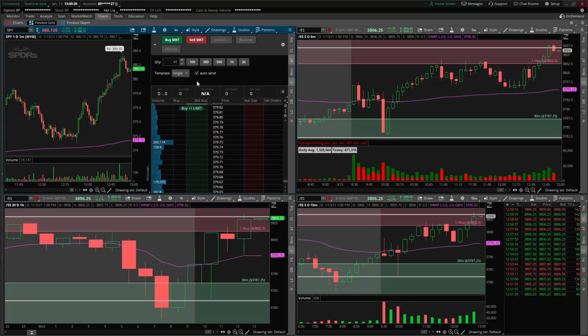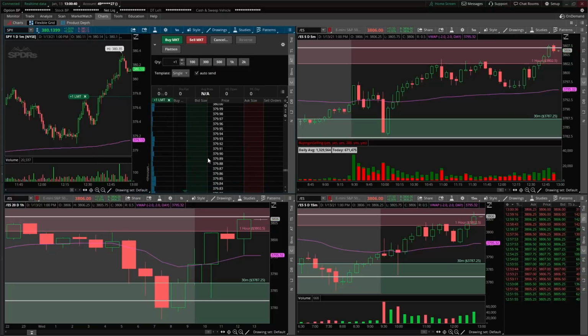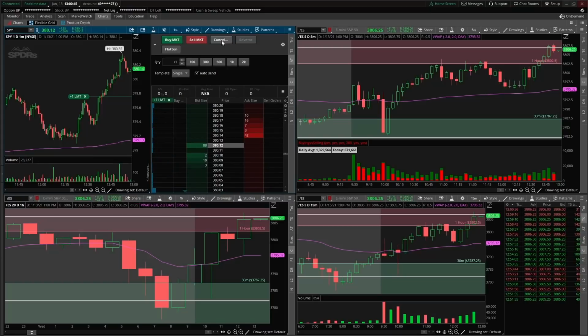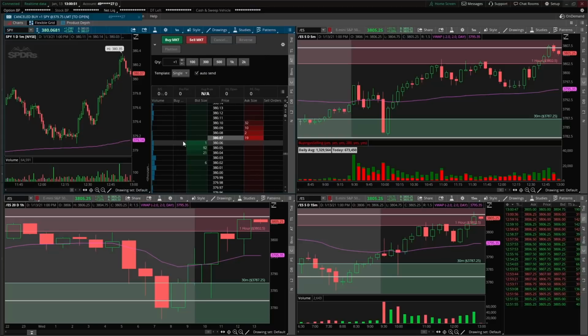379.75. All I have to do if auto send is on is to click the price, and now my order is waiting to be filled once price comes down into whatever area or whatever price that I selected. And for me to remove it, all I have to do is hit cancel, or I could hit the X on the chart. Cancel all, and now boom, it's gone.